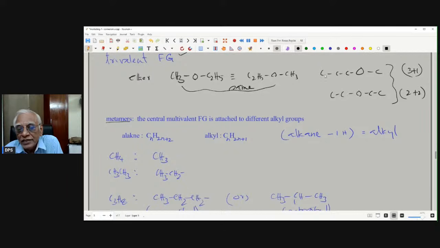For example, this is methoxypropane. The other is ethoxyethane. They are not the same position. Position isomers should have the same name. So this is methoxypropane. The skeleton for this is propane, with methyl or methoxy attached to the first carbon atom: 1-methoxypropane. And this one has the longest chain containing 2 carbon atoms.